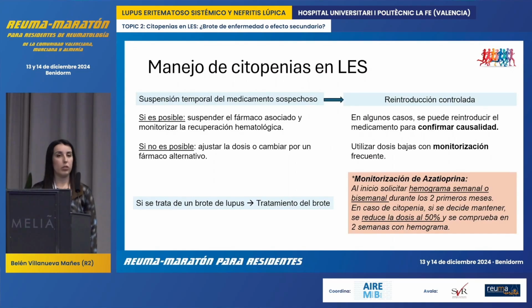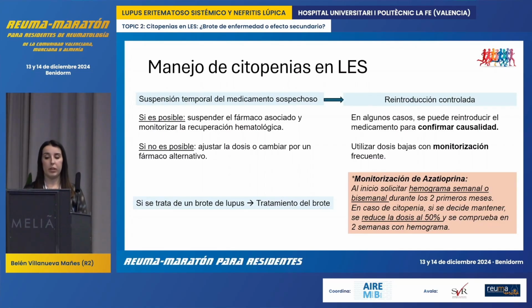A few brief notes on the management of cytopenias in lupus. If we suspect a drug, it should be temporarily or permanently discontinued if possible. And then, if the cytopenia has been well tolerated and not too severe, we could consider a controlled reintroduction, which will also help us confirm causality.